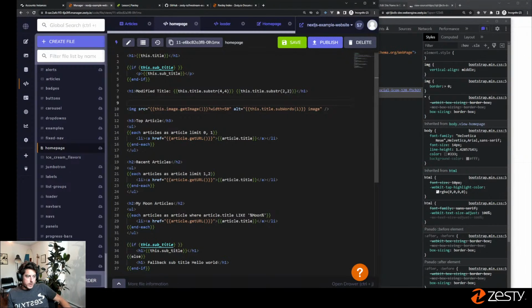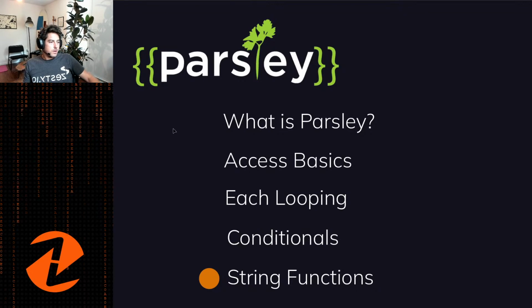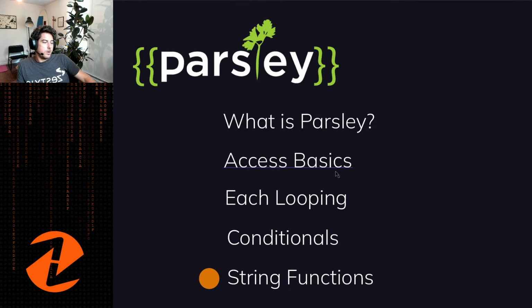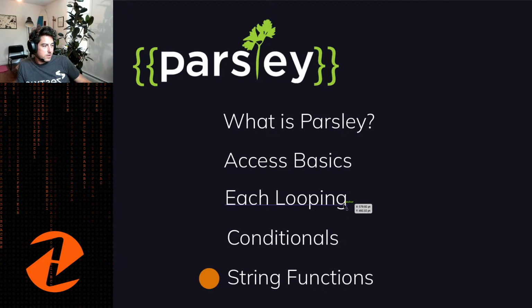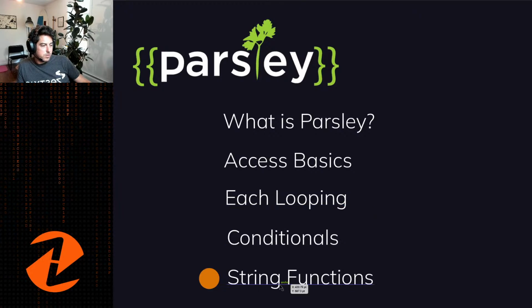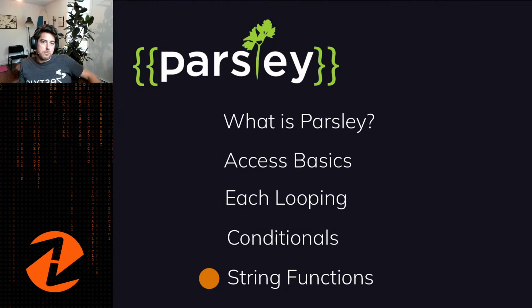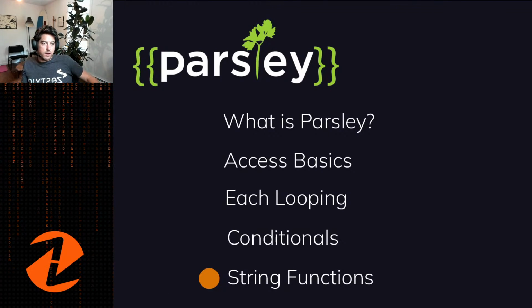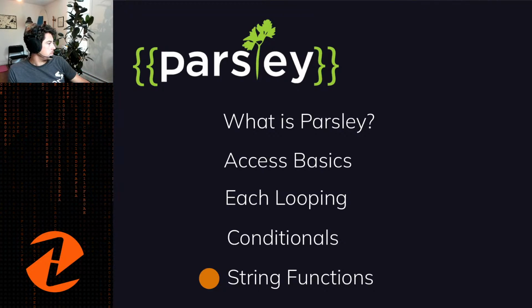So while I'm waiting for that, we're going to look at a recap. We're going to go back to our notes and just recap what we've been doing. So we went over what Parsley is, we went over the basics of Parsley, we covered how you can each loop through content or data from Zesty using Parsley, working with conditionals, the basics of each of if statements, and the basics of using string functions. And Parsley is documented at zesty.org. You can also learn about Parsley through the REPL at parsley.zesty.io.